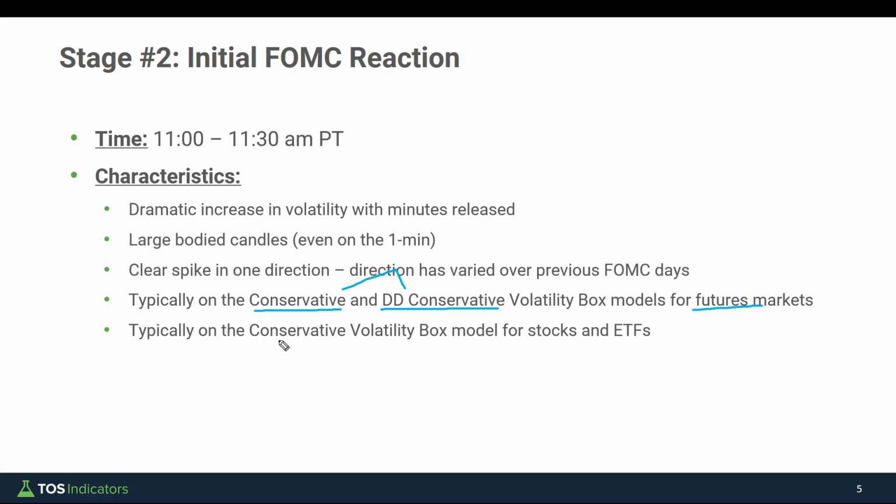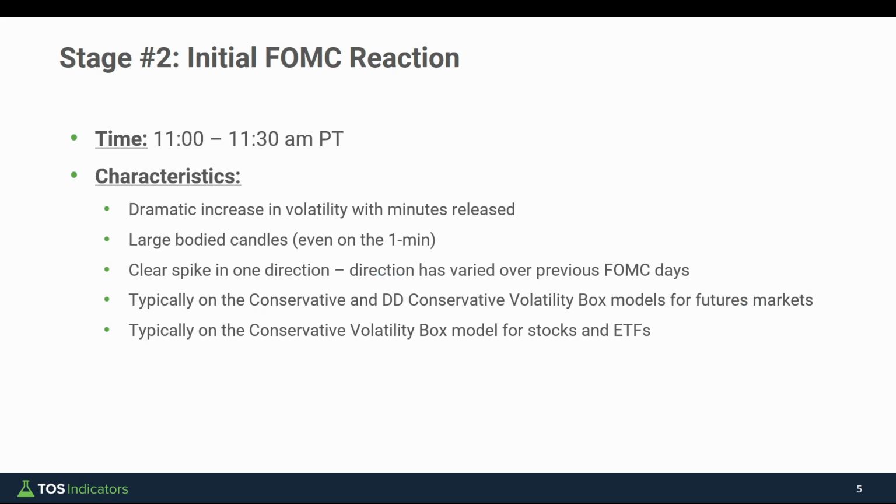For stocks and ETFs, we're typically on the conservative volatility box models, and in many cases, you'll find a series of stocks in which price action breaks even outside of those. This is our clue that, hey, volatility is starting to pick up dramatically. Which markets do we focus in on, and which markets do we ignore if they've already broken outside of their respective volatility box models?